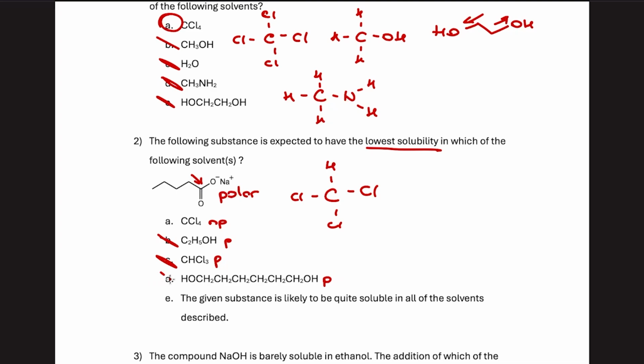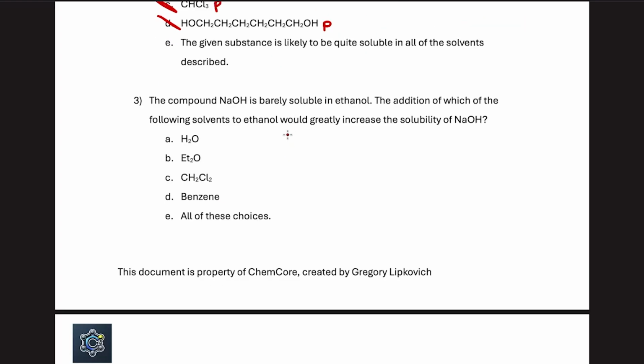And so it's going to be pretty soluble in D. And so the solvent that has the lowest solubility is probably going to be A, right? The one that's opposite to it. So I understand that you guys haven't done acids and bases yet.